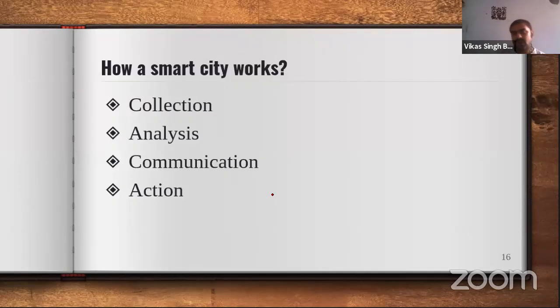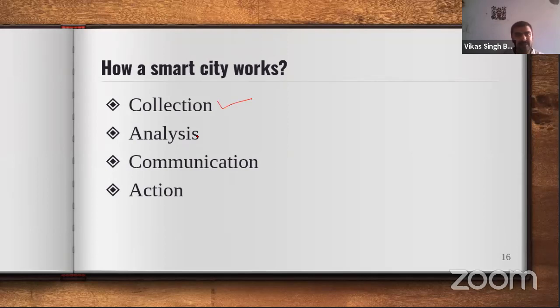So how a smart city works, this is the main point, that we have discussed the different features of a smart city. The working of any smart city, first they will collect data. So data is the main part for the functioning of a smart city. And for this data collection purpose, we need sensors. Different types of sensors will be located in that city, on different objects.